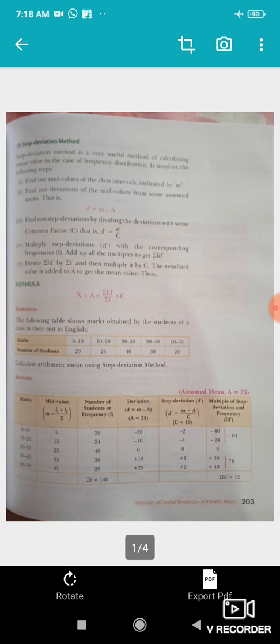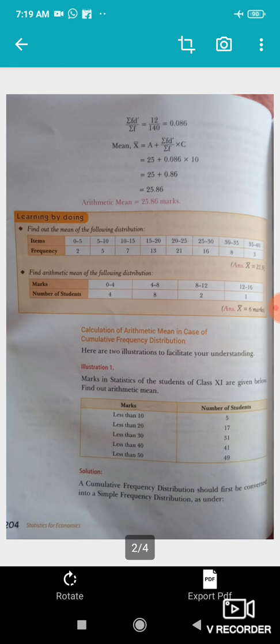Likewise, all the negative values you will add up, that is minus 40 minus 24 will give you minus 64, and all the positive values will add up, that is plus 36 plus 40 will give you 76, and after doing that you will do 76 minus 64, that is 12. Now we'll apply the formula summation fd upon summation f, that is 12 upon 140 is equal to 0.086.